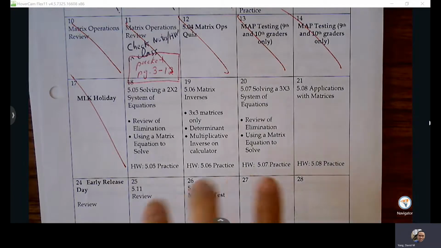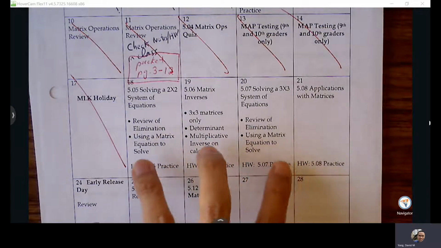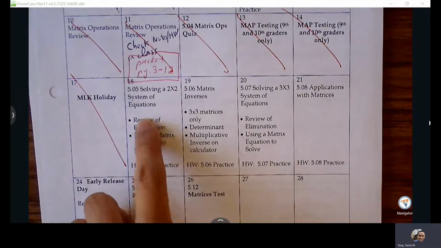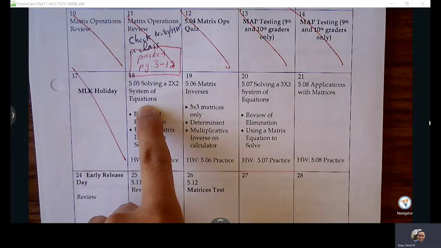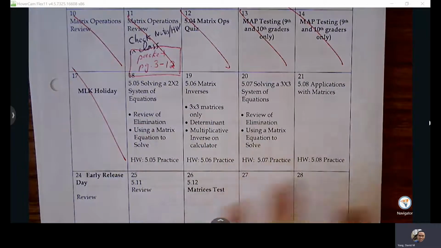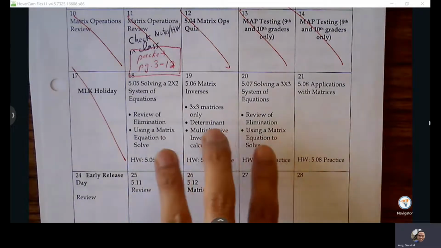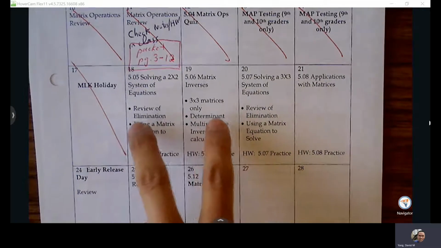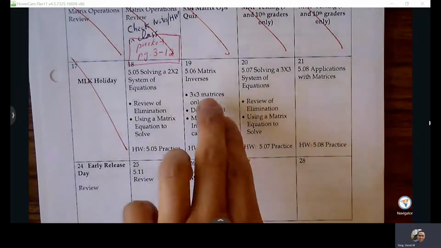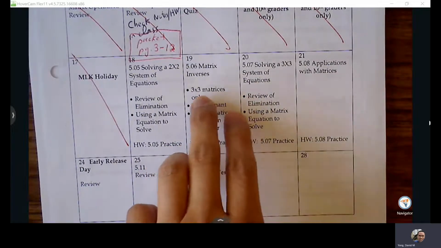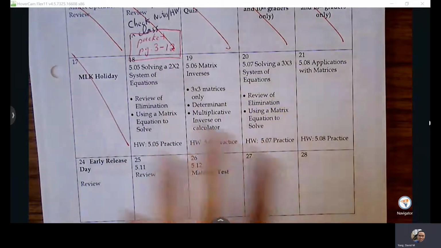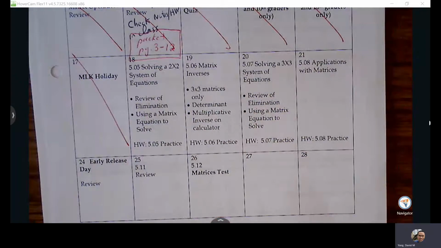So we're going to continue with talking about inverses, but now we're going to be moving towards using that to solve systems of equations. We have algebraic ways of working through it, but we're also going to see how matrices can be used to solve those types of equations as well. We'll be dealing with 3x3 matrices, and we're going to learn how to use a calculator to find the inverse of a 3x3.